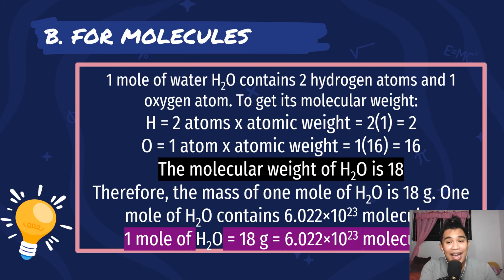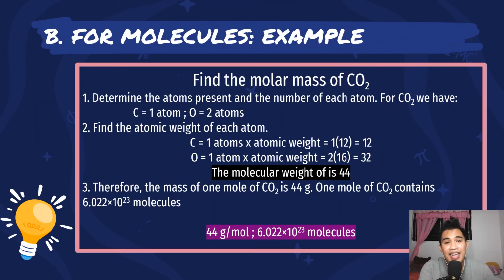Let's have another example for molecules. Let's say we're going to find the molar mass of carbon dioxide. First step, we need to determine the atoms present and the number of each atom. So for carbon dioxide, we have 1 atom of carbon and 2 atoms of oxygen. Second, find the atomic weight of each atom.